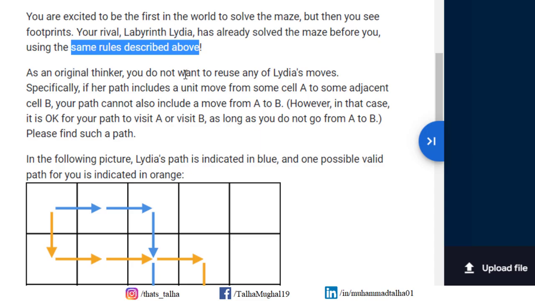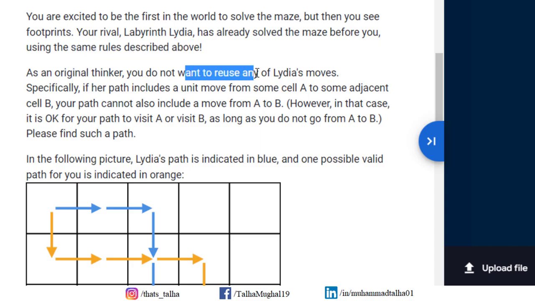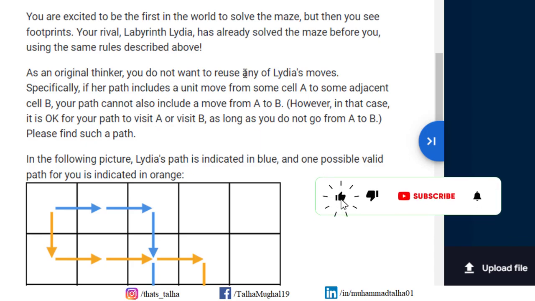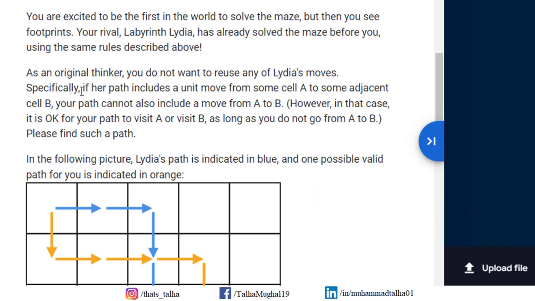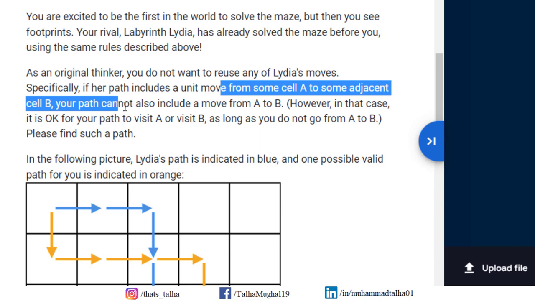As an original thinker, you do not want to reuse any of Lydia's moves. Okay, so we are original thinkers, we are not the copiers, so we cannot go to the path which our opponent actually used. We have to find a new path for us. Specifically, if our path includes a unit move from some cell A to adjacent cell B, your path cannot also include a move from A to B.